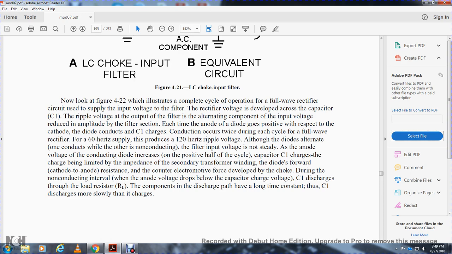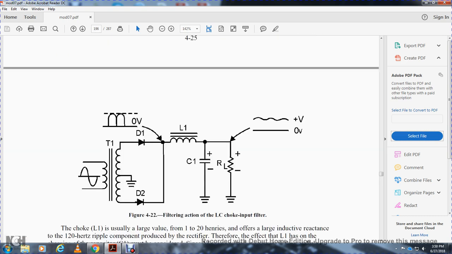The amount of voltage across the conducting diode increases during the positive half cycle as capacitor 1 charges, with the charge limited by the impedance of the secondary transformer winding and the diode forward resistance between cathode and anode. A counter-electromotive force will develop in the choke during the non-conductive interval. The voltage across the capacitor drops, and capacitor 1 discharges through the load resistor, with the discharge path having a longer time constant. Thus, capacitor 1 discharges more slowly than it charges.